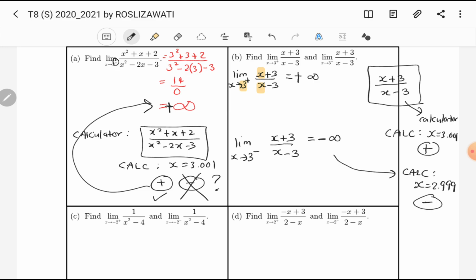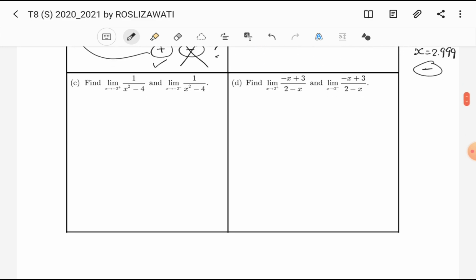Next one. Okay. Sekali lagi saya tanya. Bila nak guna calculate dalam calculator masuk kiri kanan nombor tu? Bila? Bila dapat jawapan infinity. Kalau dapat nombor, tak perlulah. Ya? Bila dapat infinity, yes. Inilah kena calculate. Okay, next.